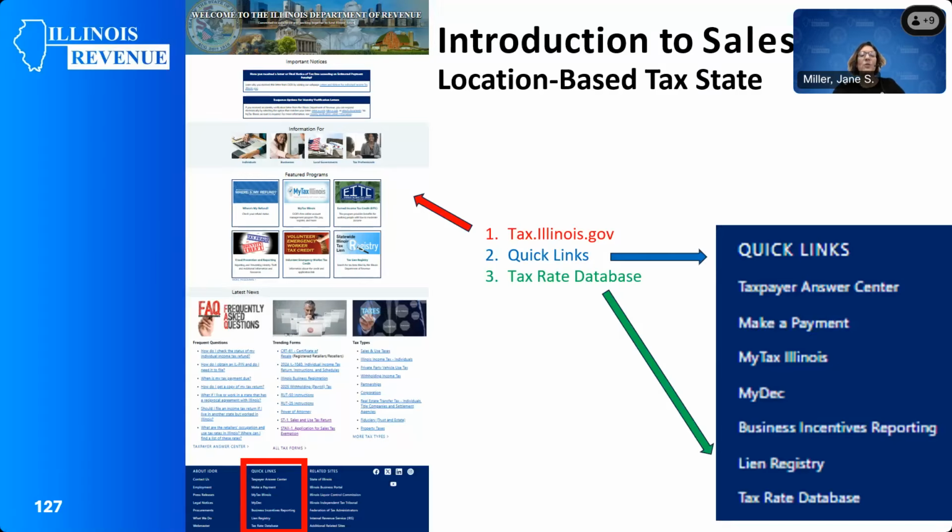And here's another way to look up the tax rate in your area to make sure you have the correct rate. So we look up our tax rate database. Here's our website, tax.illinois.gov. At the very bottom, the navy blue box with a red box around it has quick links, which I've broken out to the right-hand side of the slide. Under quick links, at the very bottom, we have tax rate database. You go to tax.illinois.gov, quick links, and click on tax rate database.